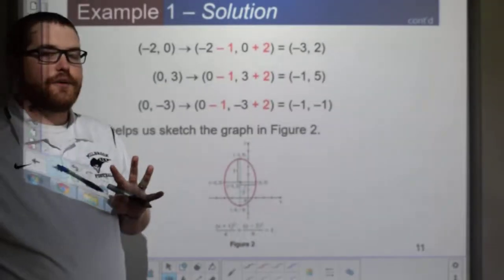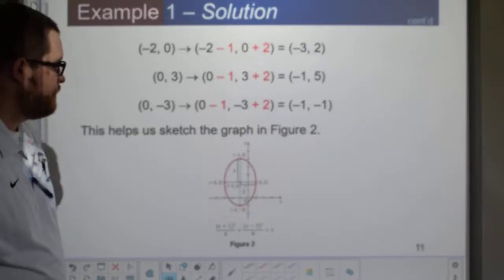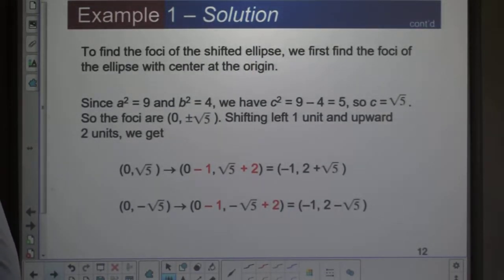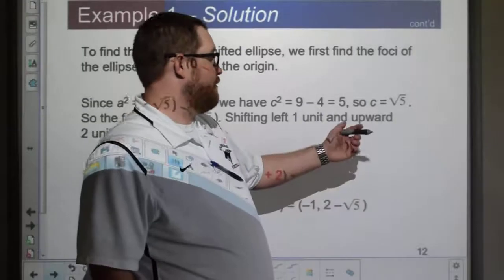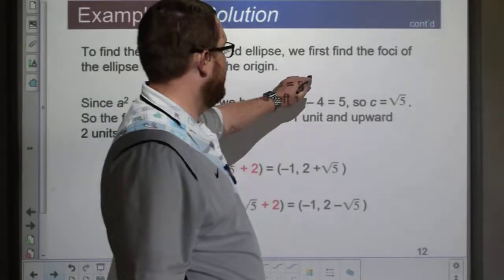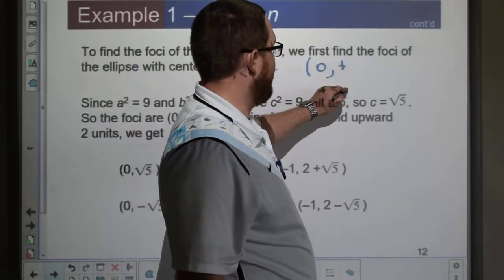The 4 points that I originally would have drawn, I'm going to move. And I'm going to answer all my other questions the same way. The foci of this thing should be square root of 5. Since it is taller than it is wide, it's going to be (0, plus or minus the square root of 5).